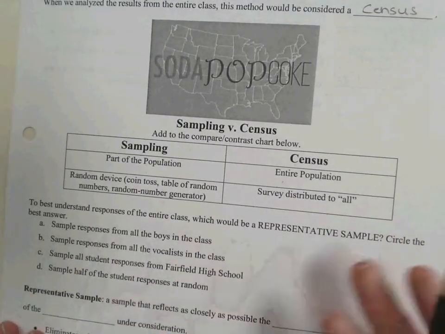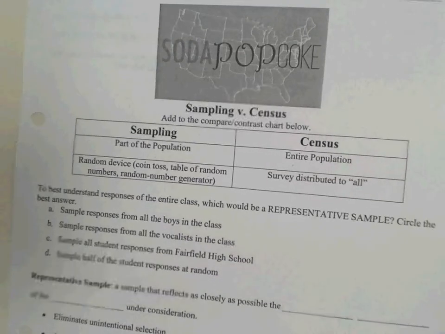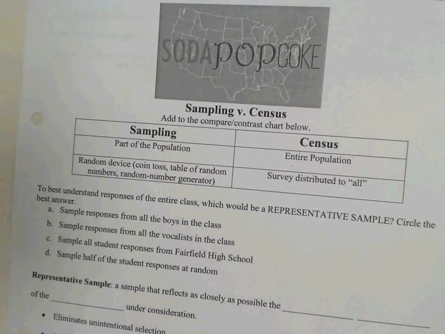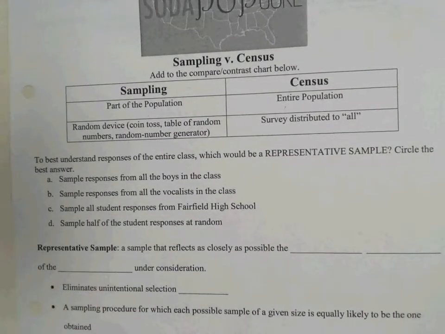To best understand responses of the entire class, which would be a representative sample? Circle the best answer. So take a look at those 4 options, read over those, and decide which would be the best representation of the entire class. It's fairly obvious.